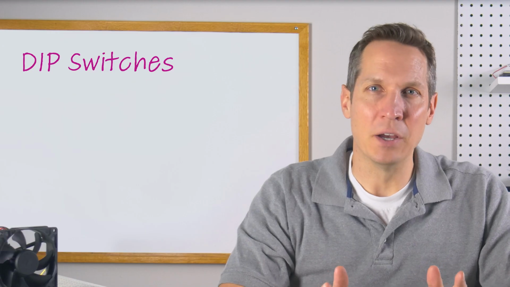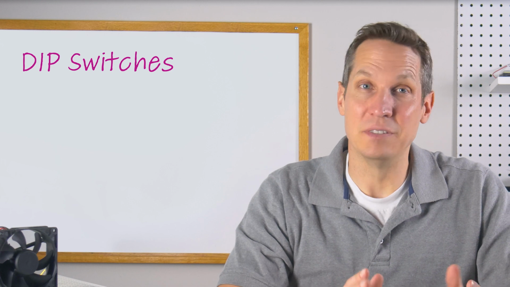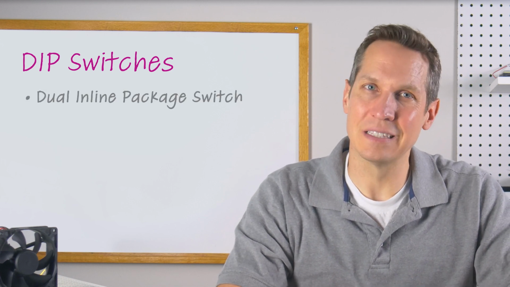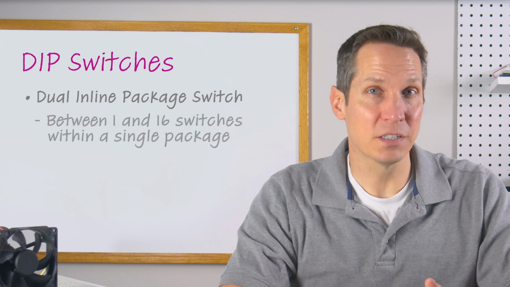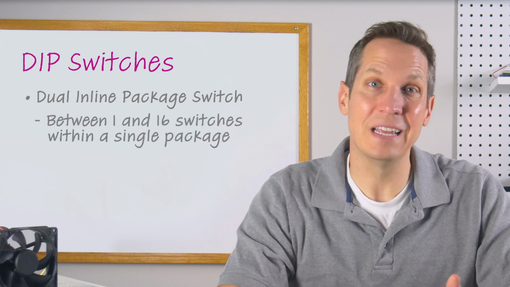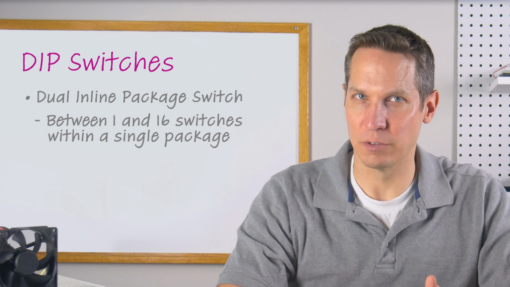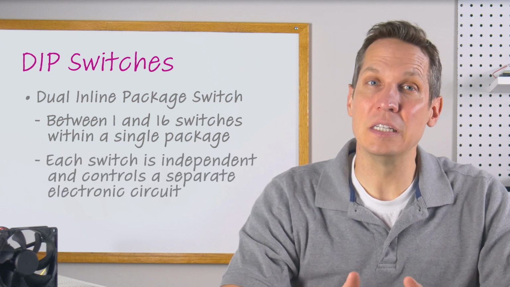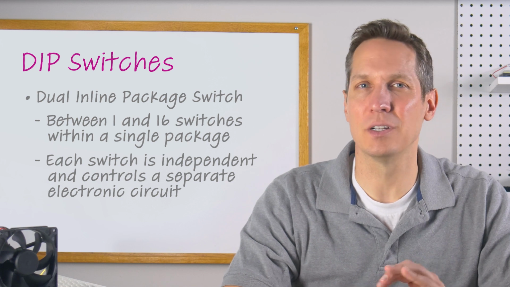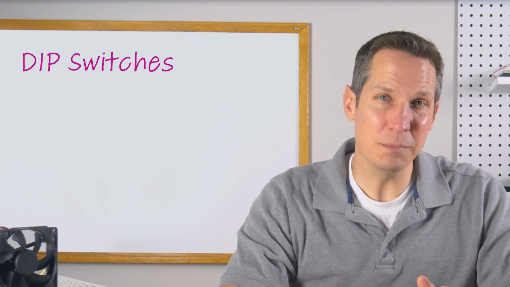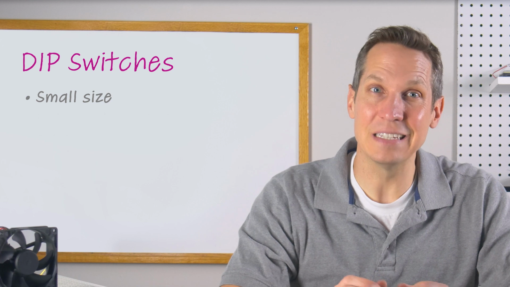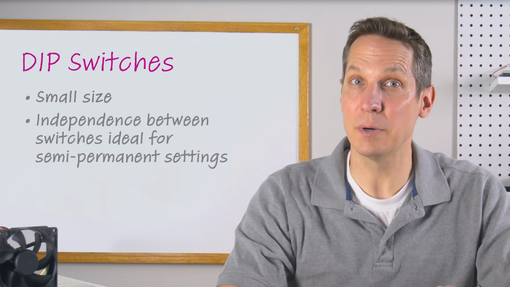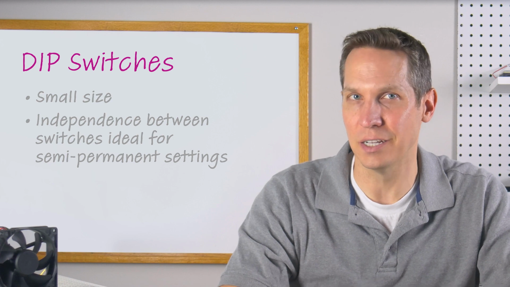A DIP switch can be a bit hard to define because there are a lot of different versions, but basically, a DIP switch is a dual inline package switch, referring to the fact that there are multiple switches within a single package, anywhere from a single switch up to 16 switches. These switches are completely independent and each control a separate electronic circuit. They tend to be rather small, and this size and independence between switches makes them ideal for users to select semi-permanent settings on an electronic device.